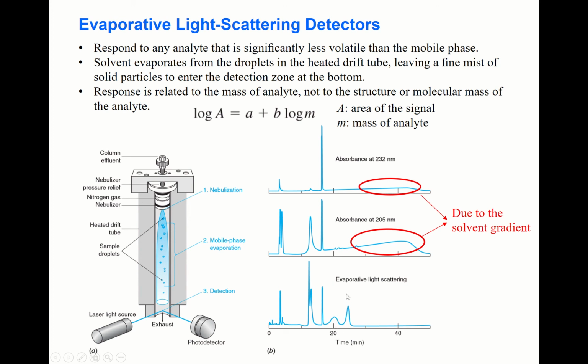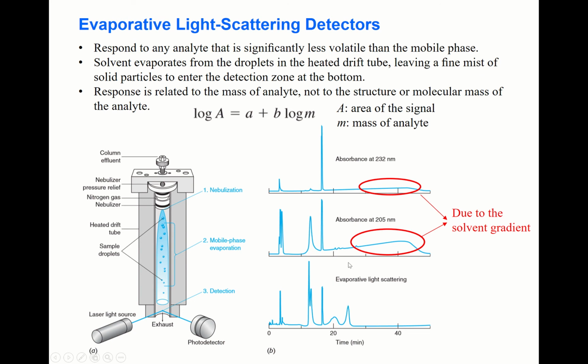Why? Because this detector doesn't care whether that molecule absorbs UV light or not. It only detects the particles. So that's why it gives more peaks.